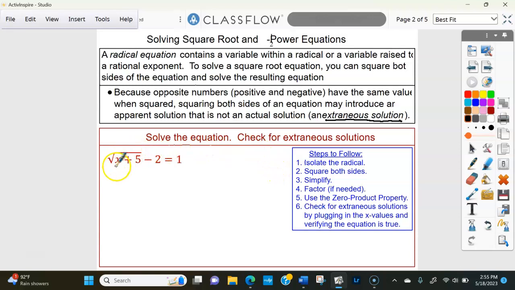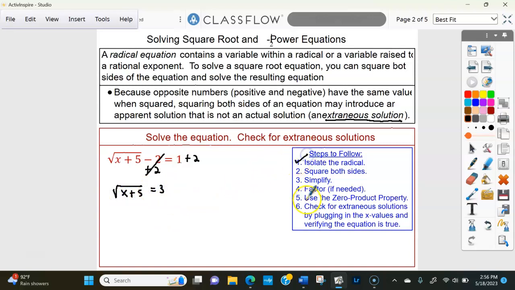So here we have the square root of x plus 5 minus 2 equals 1. And I have here steps that we can follow for us to solve any square root equation. Your first step is to isolate the radical, meaning we want to get the square root part all by itself on one side of the equation. So this minus 2, I'm going to want to move it over. So I'm going to add 2 to both sides. So now we have the square root of x plus 5 is equal to 3.